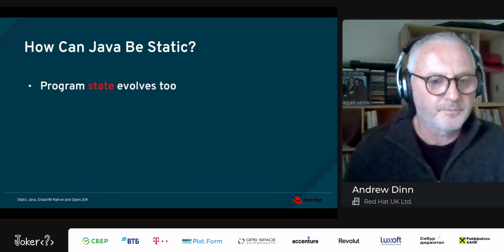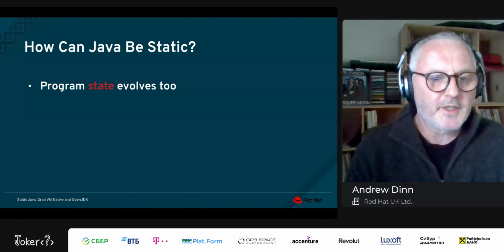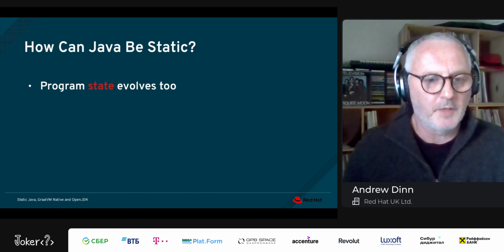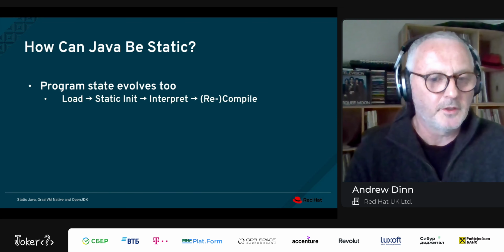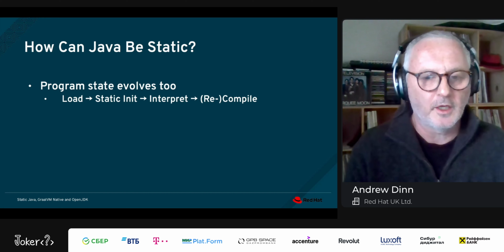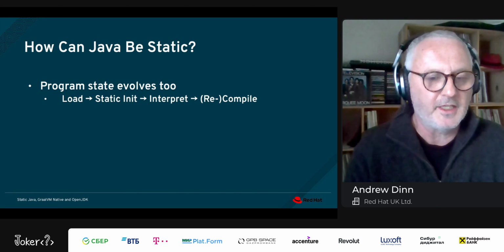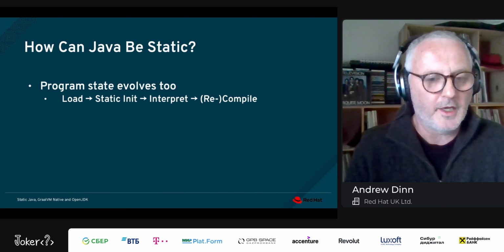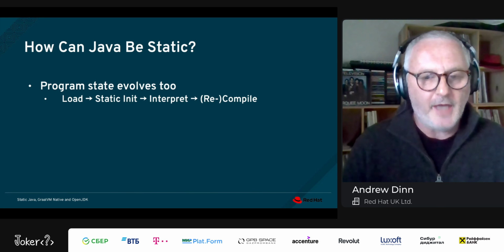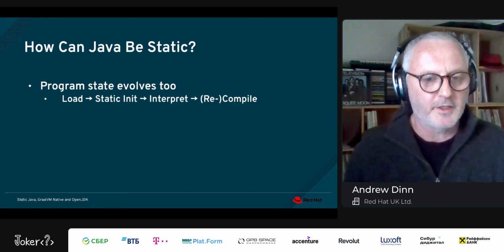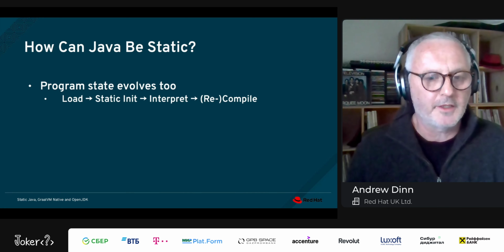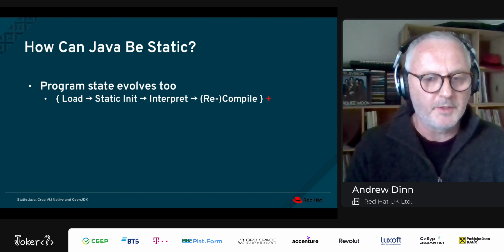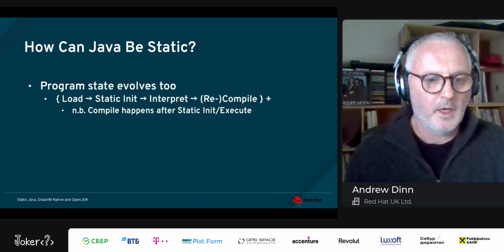But the program state itself also evolves as well. It's not just the type system and the code that's available. There's actually the ability to extend what's essentially a global space of static state every time you load a class. It can have static fields, and those are initialized, and they add to the state space before anything tries to use them in interpreting code or executing compiled code. And this happens repeatedly, so the state space of the program is being continually expanded.